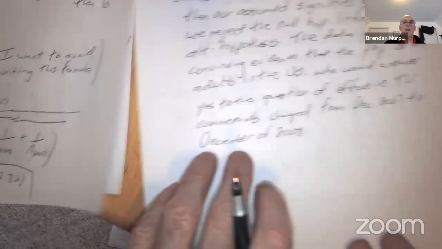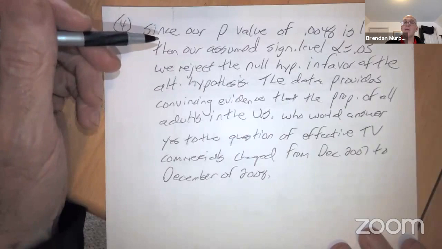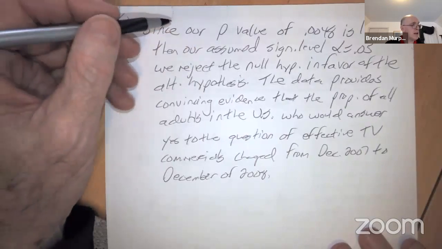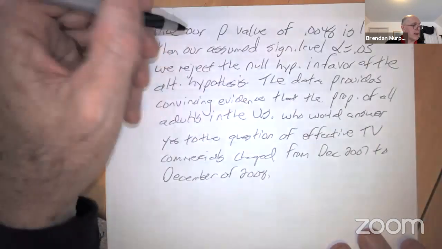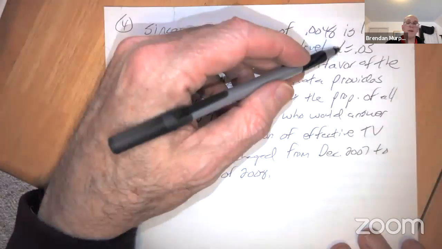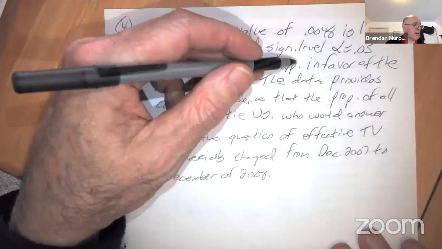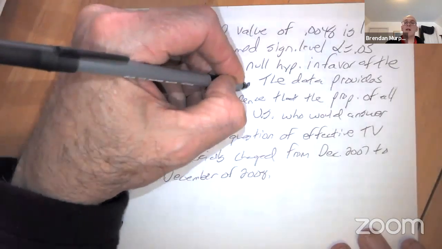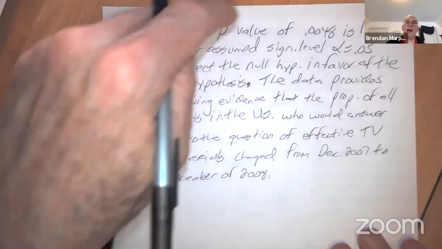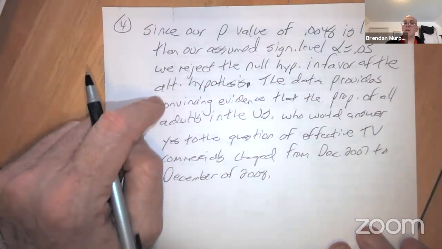And so I said something to the effect of, again, my first sentence will feel generic. Feels like I can use that year after year after year. Since our p-value of 0.0048 is less than our assumed significance level alpha of 0.05, we reject the null hypothesis in favor of the alternative. So again, that's sort of half of a good conclusion. I've stated my p-value, I've compared it or linked it to my significance level, and I made a decision, okay?